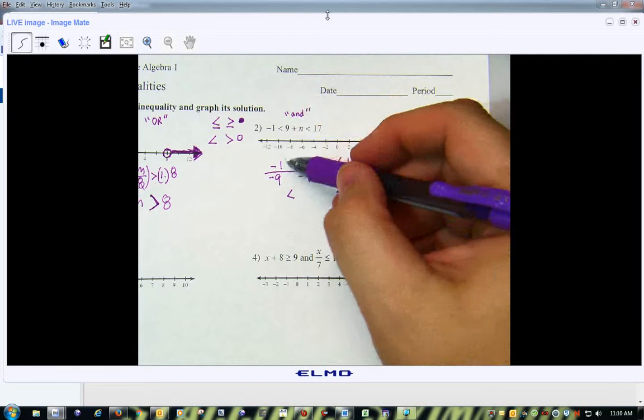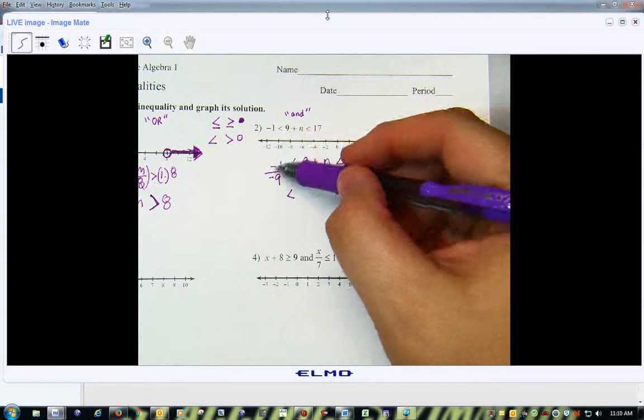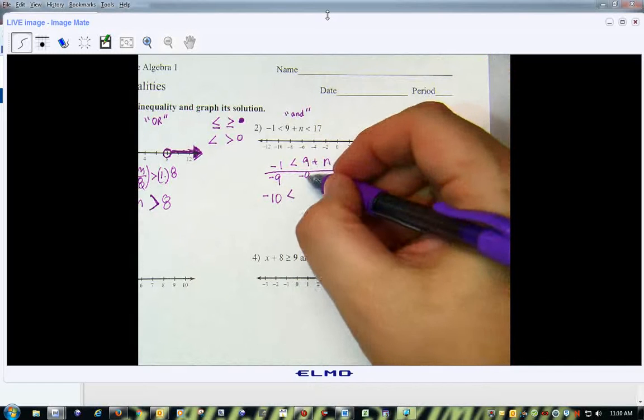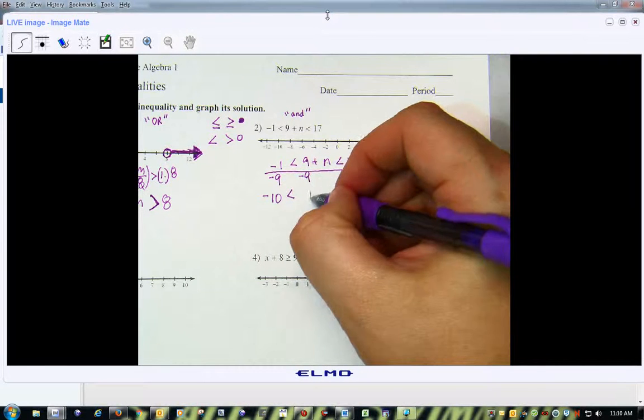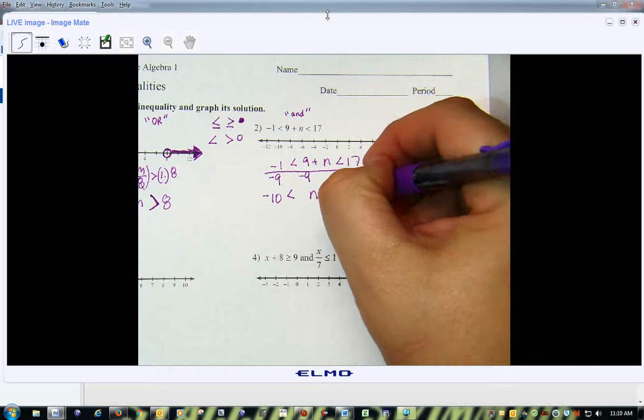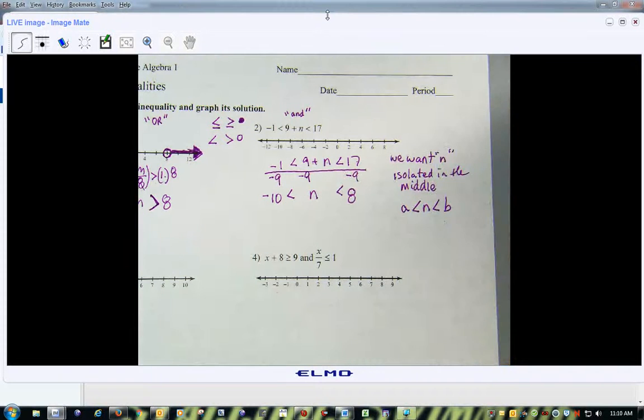There's going to be a negative 10 here. Now 9 minus 9 is 0, so I'm left with n right in the middle. And 17 minus 9 is 8. Now, here's what happens when you graph this.